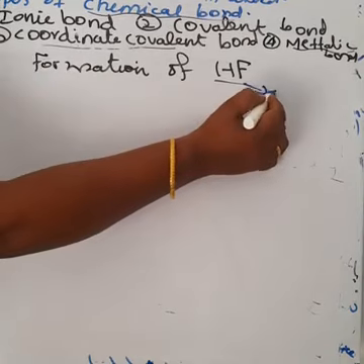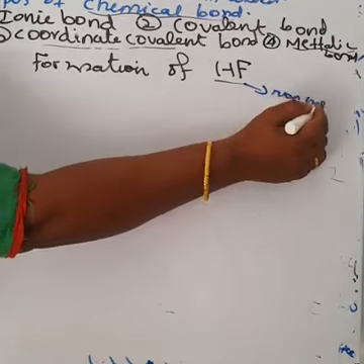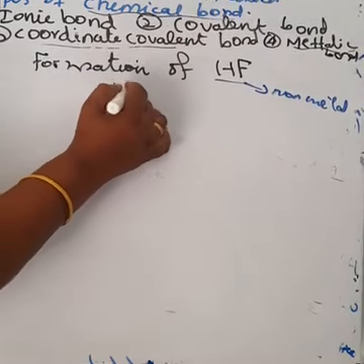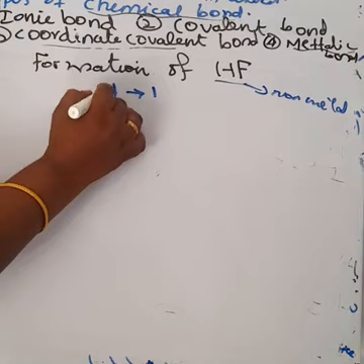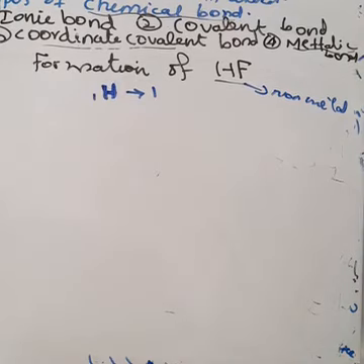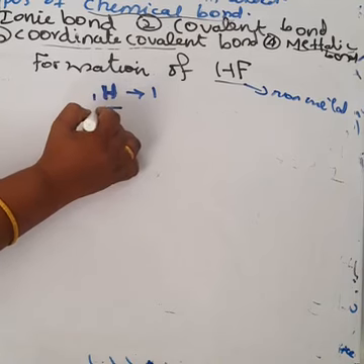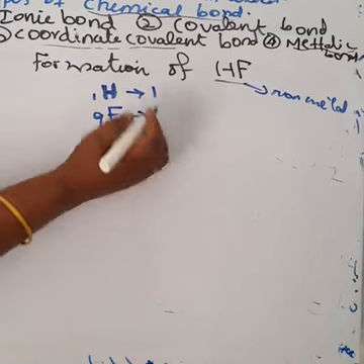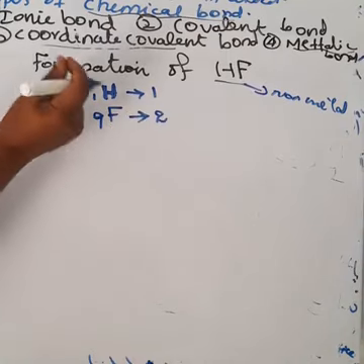So hydrogen, what is the atomic number of hydrogen? Only 1. How many electrons are present here? Only 1 electron. Fluorine, what is the atomic number of fluorine? 9. How does it fill the orbits?